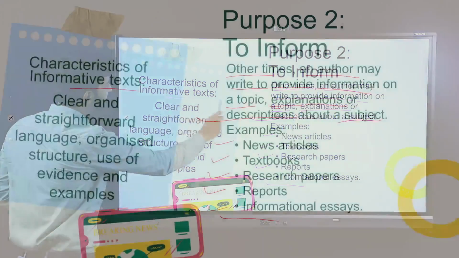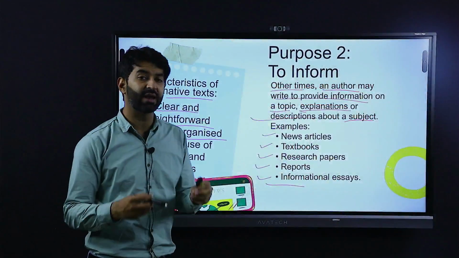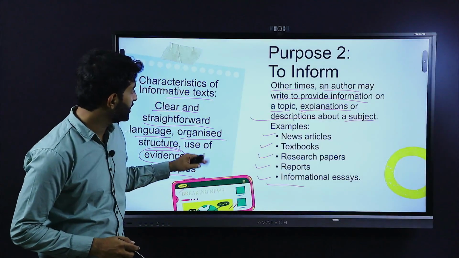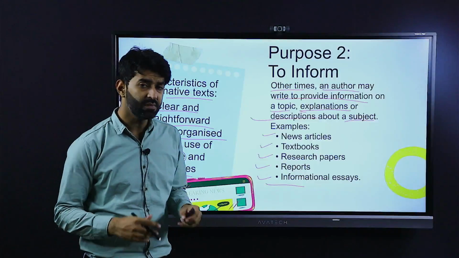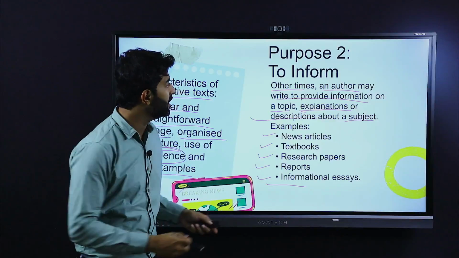Now, let's look at the characteristics, just like we did with the persuasion purpose. Let's see how the text sounds or reads. The text is clear and straightforward, the language is organized, the structure uses evidence and examples. So you can find all these different characteristics and traits in such writing, where you can find these 3 or 4 things, so that you can know that the purpose of the author is to actually inform you.